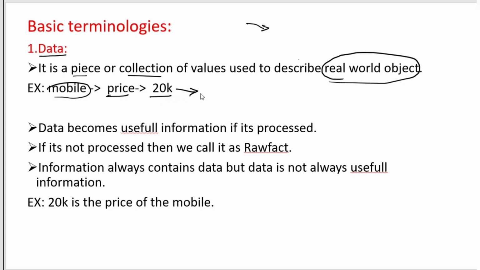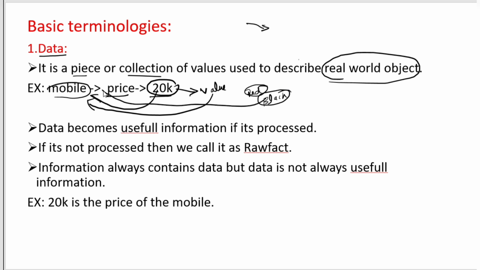20k is data. 20k is a value which describes a real-world entity, that is, a mobile. This 20k value describes the price of this mobile, so this is nothing but data. Here 20k is data. Similarly, we have color. Mobile color is black. This black is a data value which describes the color of that mobile.